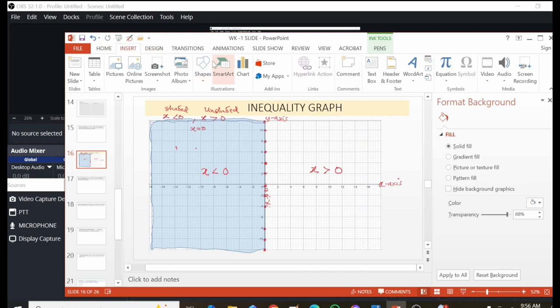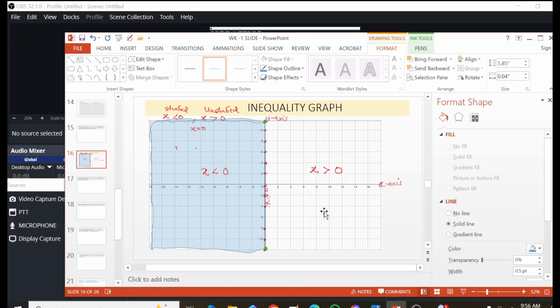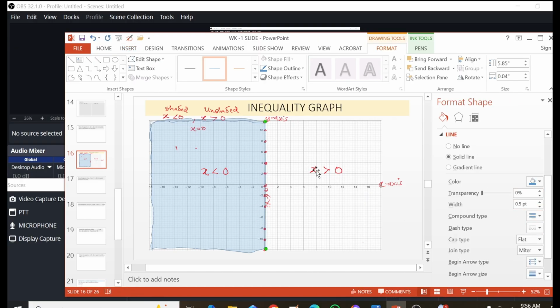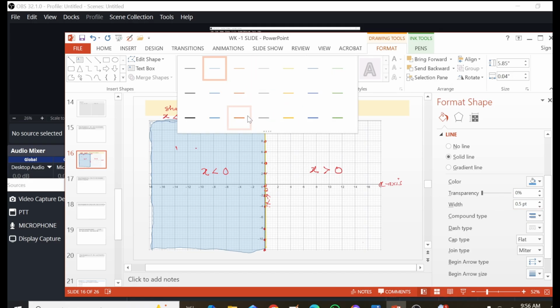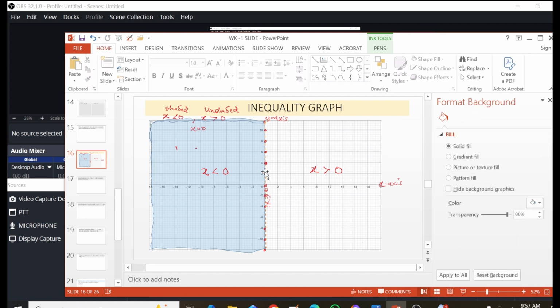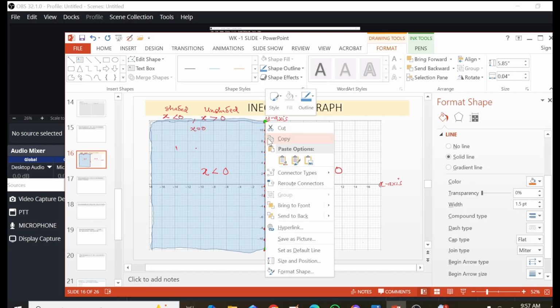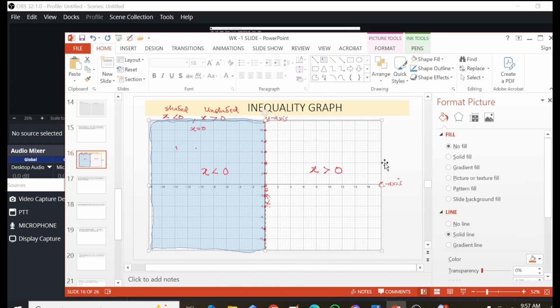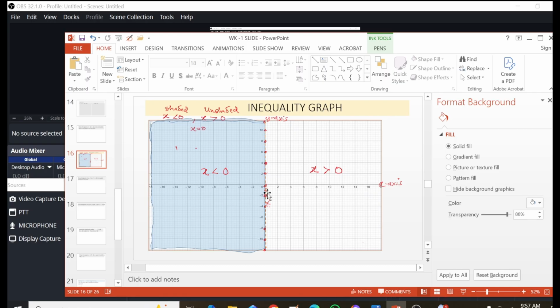So let's use our broken line for the y-axis. Let's start from here. Let's mark that point. Make it yellow. And we want it to be a broken line. The line must be a broken line. You see now, I have a broken line along that part.